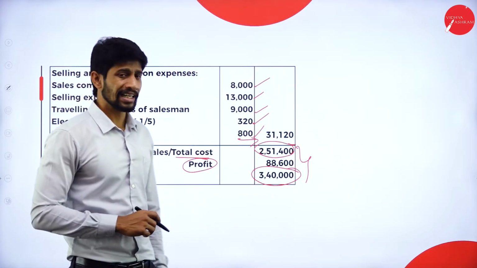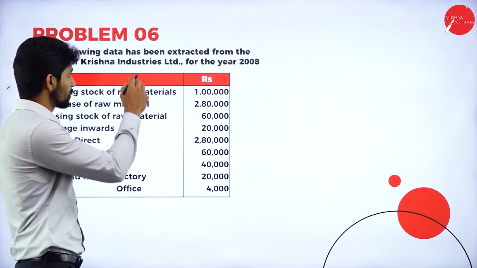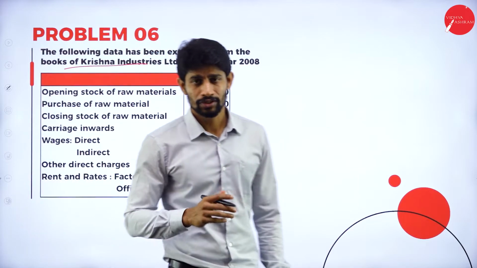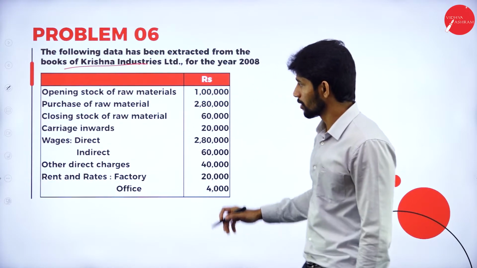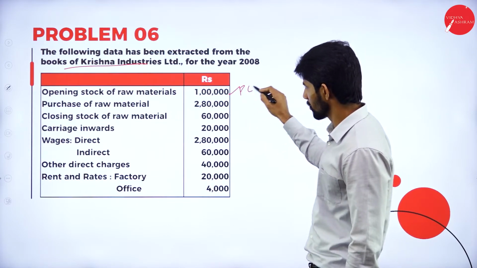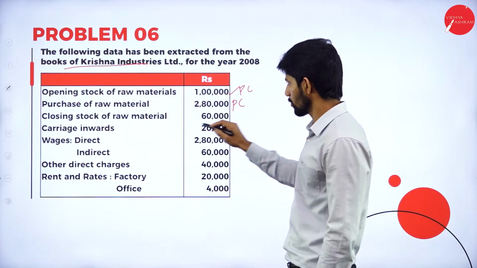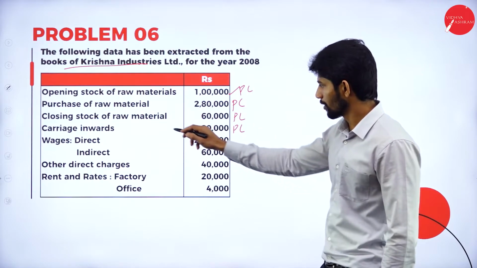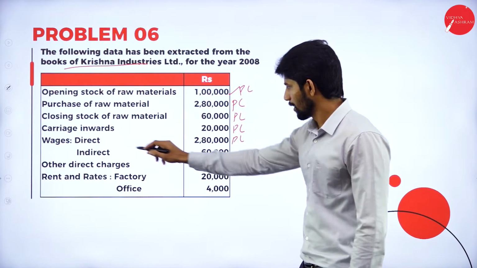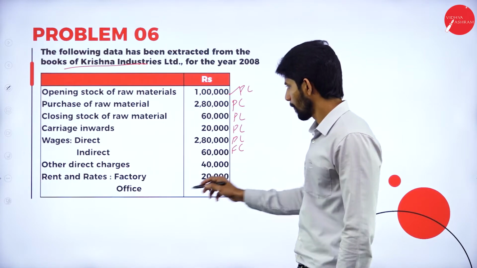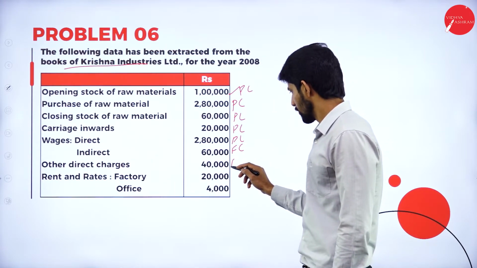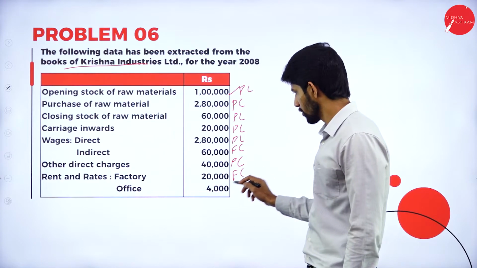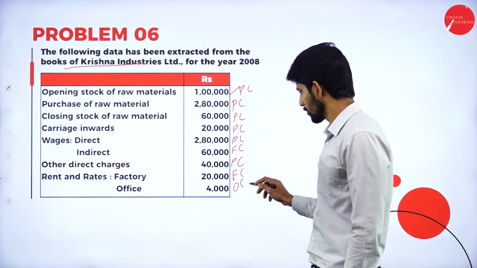Next, moving on to the next problem. The following data has been extracted from the books of Krishna Industries Limited for the year 2008. With this information, we are supposed to prepare the cost sheet. Opening stock of raw material, prime cost. Purchase of raw material, prime cost. Closing stock of raw material, prime cost. Carriage inward, prime cost. Direct wages, prime cost. Indirect wages, factory cost. Other direct wages, prime cost. Rent and rates, factory cost, and rent and rates of office, office cost.